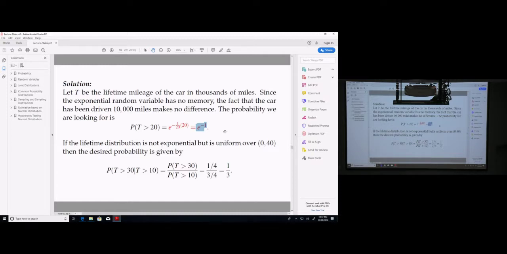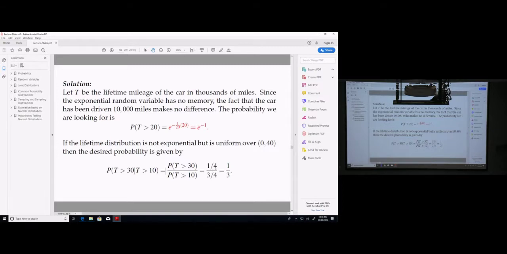Something like that. So if the lifetime distribution is not exponential, but is uniform over 0 to 40 in 1,000 miles, then the desired probability is given by this. So this is almost the standard. You unconditionalize the problem, and so it would be a ratio of 2 probabilities. The numerator is actually T bigger than 30 and T bigger than 10. But if T is bigger than 30, it implies T bigger than 10. So T bigger than 10 can be dropped, all right? And so here, this is from the uniform distribution.